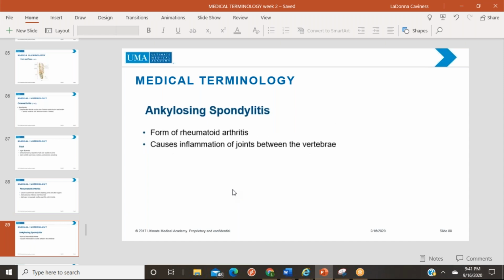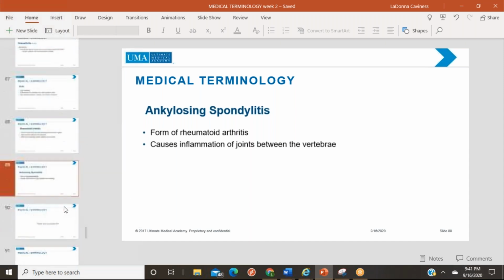Ankylosing spondylitis is a form of rheumatoid arthritis. It causes inflammation of the joints between the vertebrae.